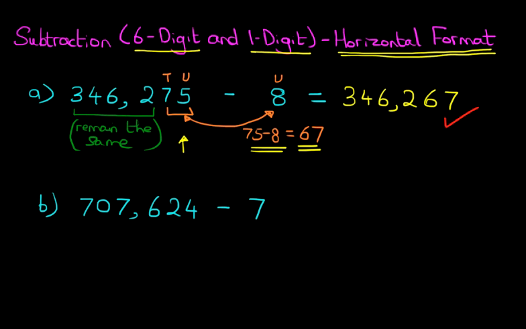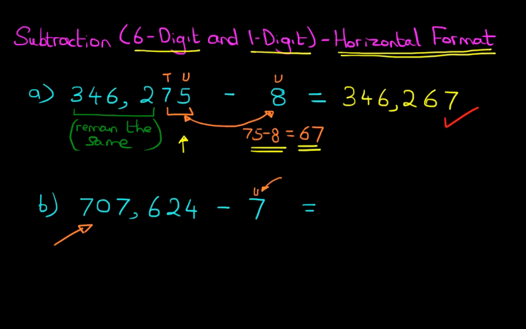We have 707,624 minus 7. Now the second method we're going to use is to add digits to the number we are subtracting away until we reach our original number of 707,624. So let's have a look at this.